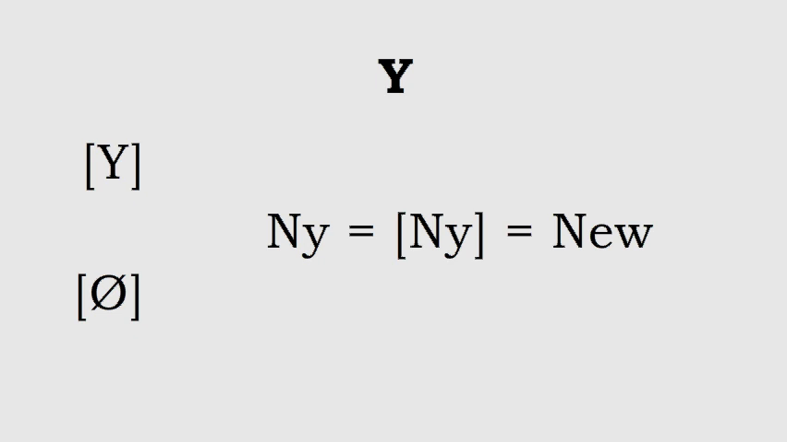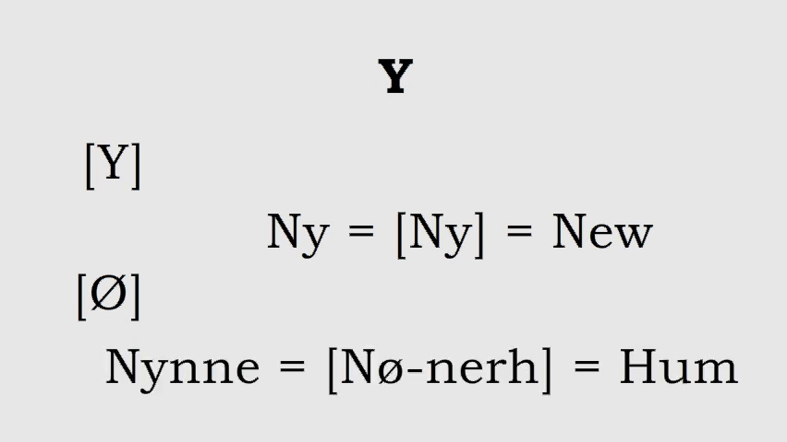Sixth vowel, Y. This is typically pronounced like the Y sound I told you about in the last video, but occasionally it's pronounced like the O bar sound. I know you don't remember what either of those two sounded like, so here are some examples. Nu, which means new, and nun, which means to hum.